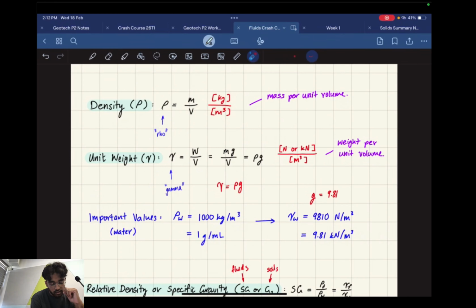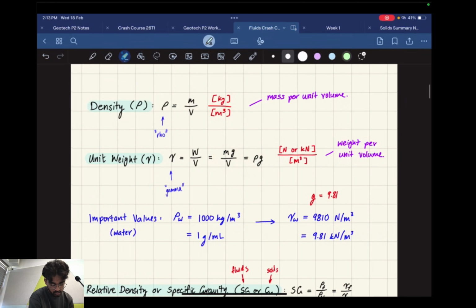Now, unit weight. This is something new. This is the weight per unit volume. It's just your density multiplied by gravity. There's also a derivation here, but all you guys are going to need to know is that unit weight is equal to rho g. We call this letter up here rho.